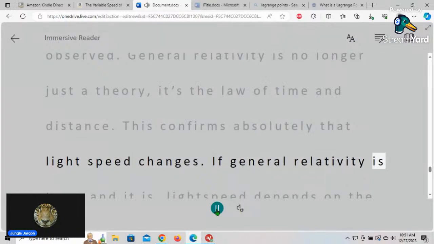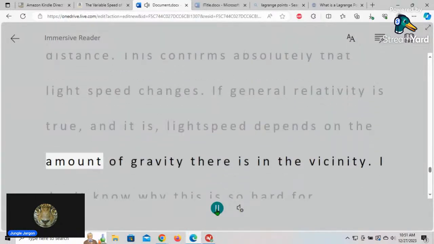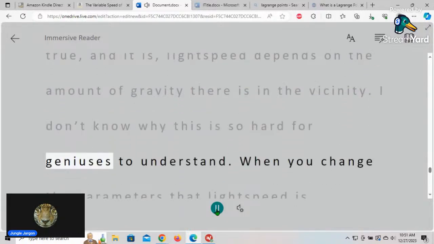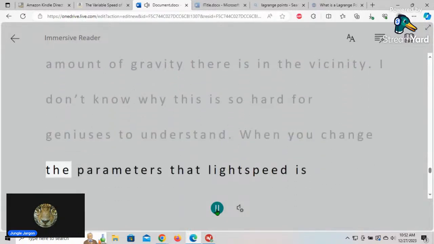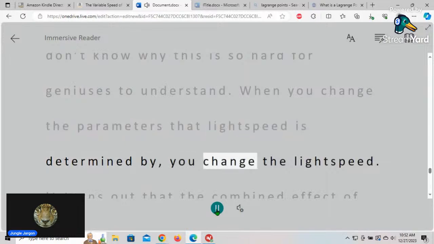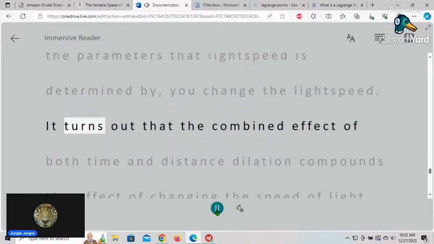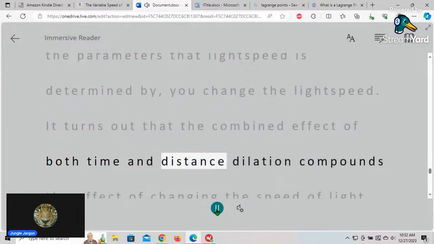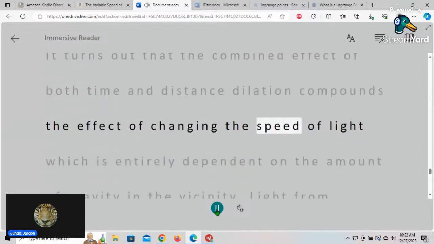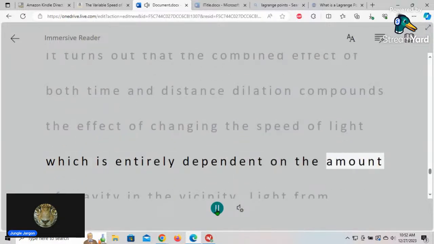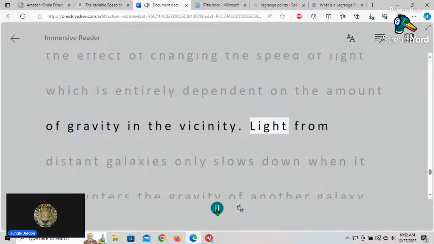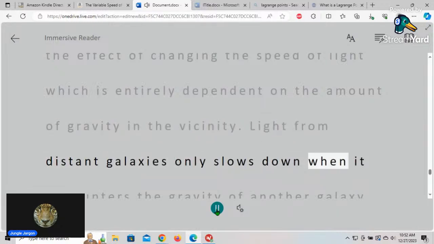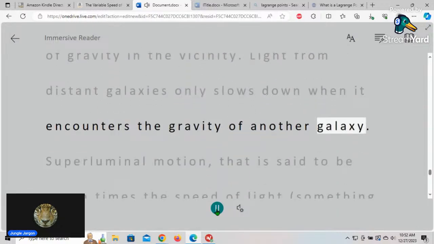If general relativity is true, and it is, light speed depends on the amount of gravity there is in the vicinity. I don't know why this is so hard for geniuses to understand. When you change the parameters that light speed is determined by, you change the light speed. It turns out that the combined effect of both time and distance dilation compounds the effect of changing the speed of light, which is entirely dependent on the amount of gravity in the vicinity. Light from distant galaxies only slows down when it encounters the gravity of another galaxy.